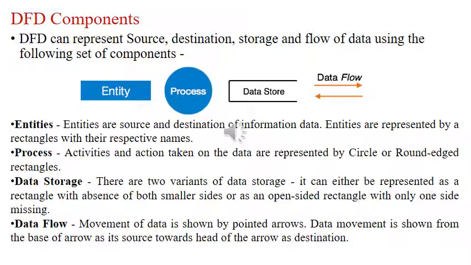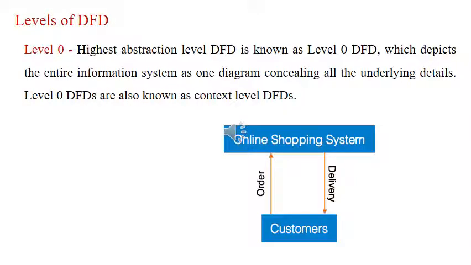So this is all about DFD components. Next we discussed levels of DFDs. Levels of DFDs are further divided into many categories like level 0, level 1, level 2, and so on. Basically, these levels are differentiated based on the abstraction level. So level 0 has the highest abstraction level. That's why they are known as level 0 DFDs.